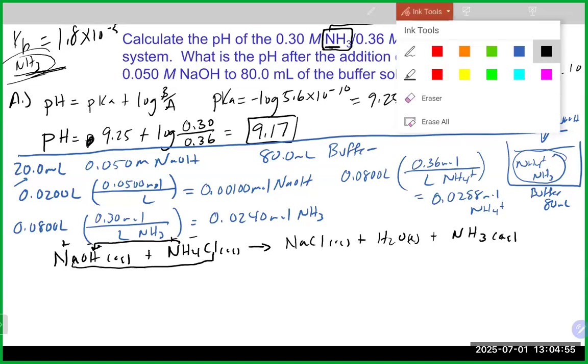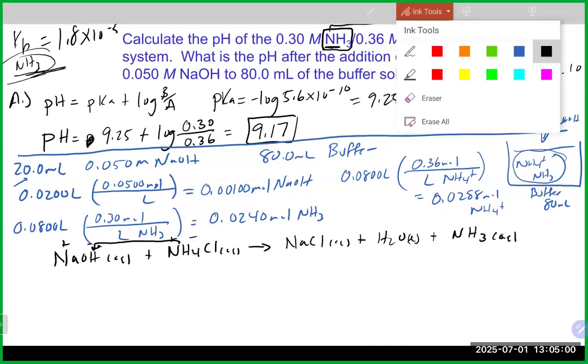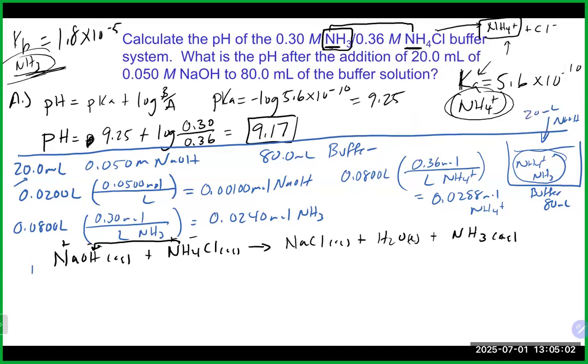All right, so now that we got all that, let's do our table here. Initially, we have 0.001 moles for our NaOH, we got 0.0288 moles for our NH4 plus. I'm not going to worry about the sodium chloride because it's neutral, and I'm not going to worry about the water because it's neutral, right? So I'm just going to ignore those guys. And that's going to give me my 0.024 moles of my NH3.